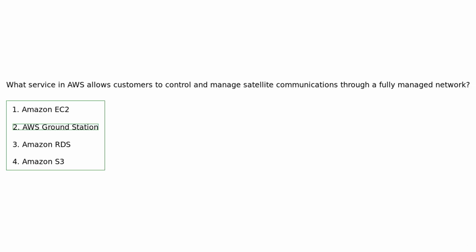AWS Ground Station is the service in AWS that allows customers to control and manage satellite communications through a fully managed network, simplifying the process of satellite data collection and analysis.